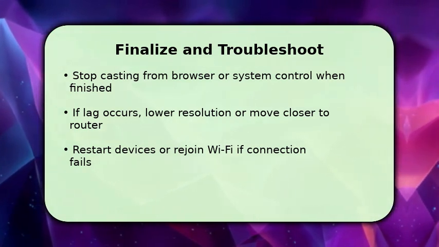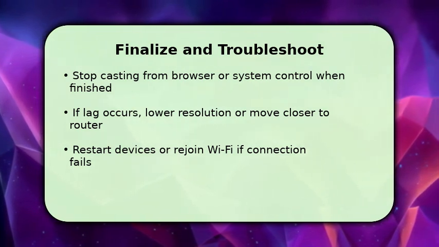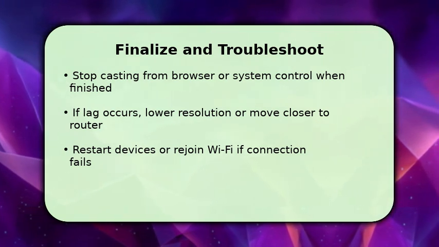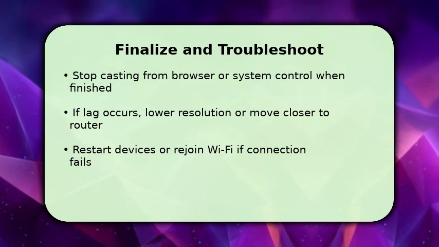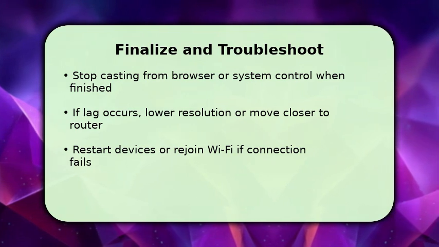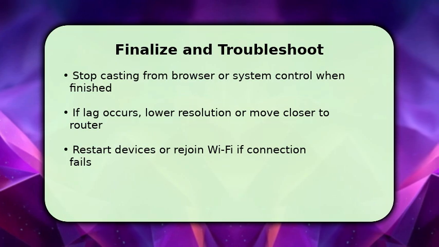If you experience stutter or lag, reduce resolution, close heavy apps, or move the devices closer to the router to improve bandwidth. If connection fails entirely, restart the laptop and cast receiver, rejoin the same Wi-Fi network, and try again. This simple reboot often resets network conflicts and completes a clean cast session.